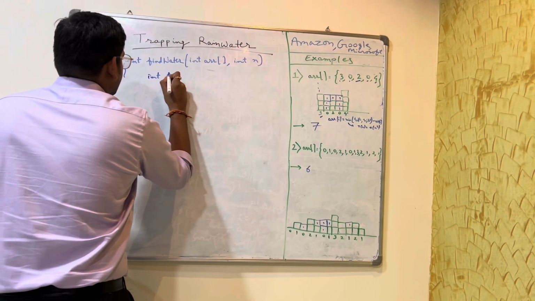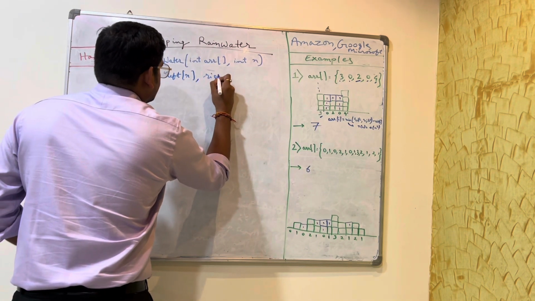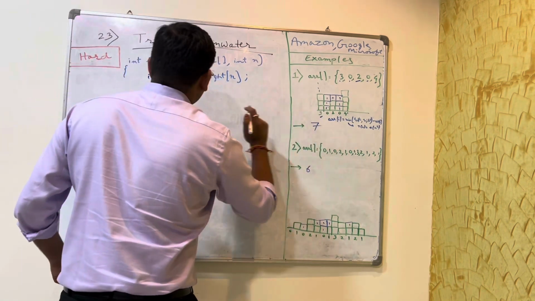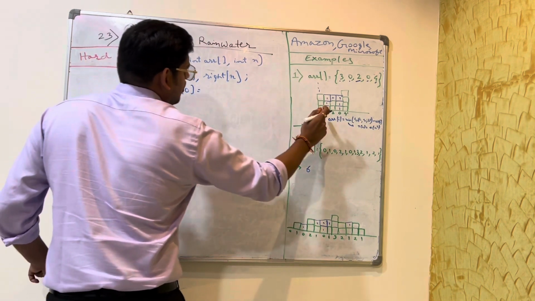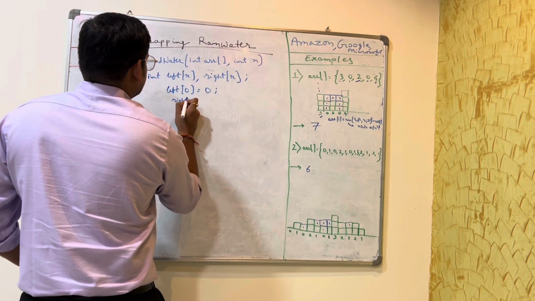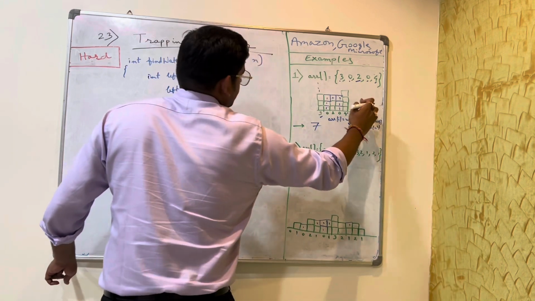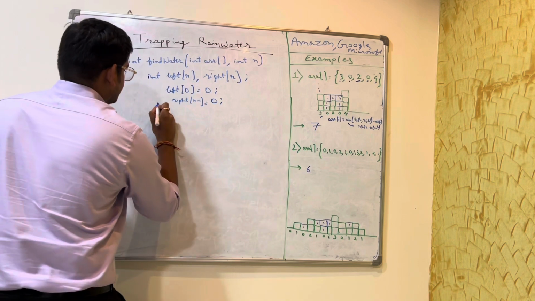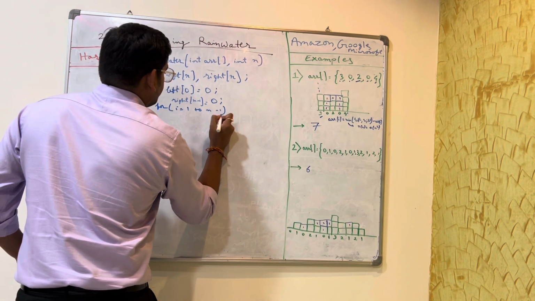So we will take a left array, we will take a right array, right? Now, obviously for the first index, there will be no leftmost value, right? So for left it would be 0. For the rightmost, the right value would be 0. There is no water there, right? So this would be 0.